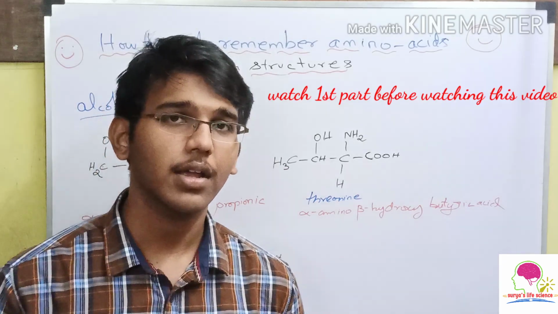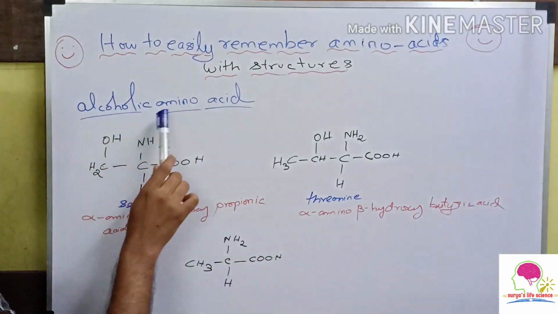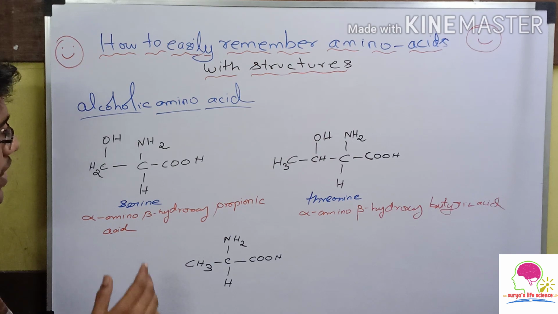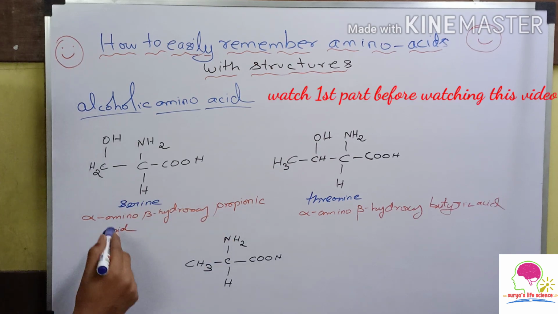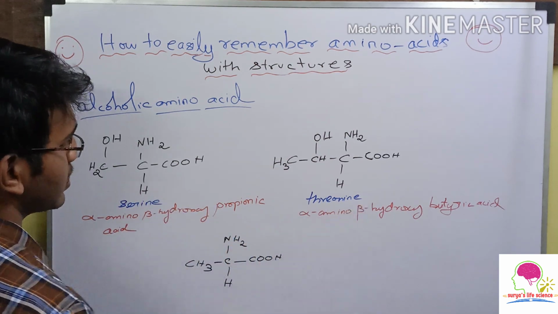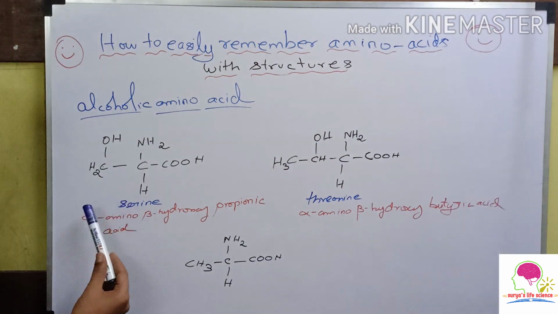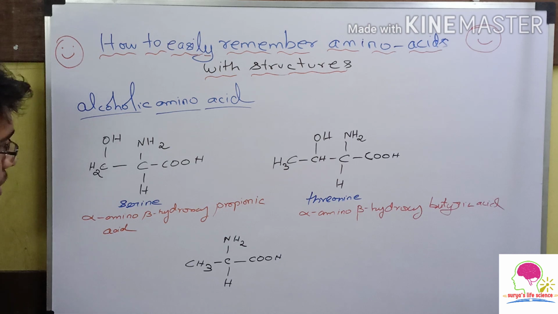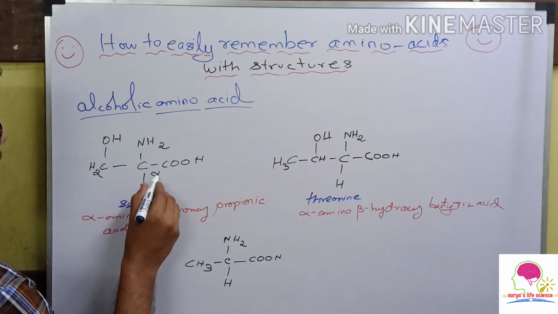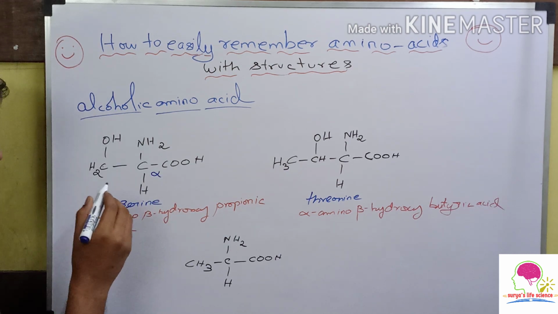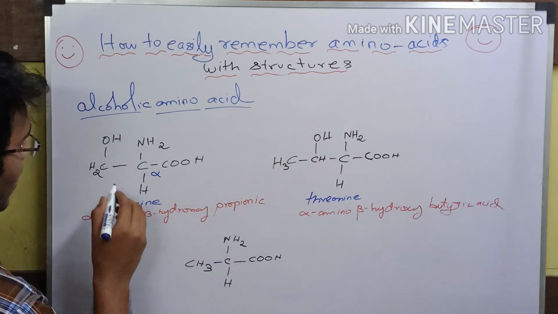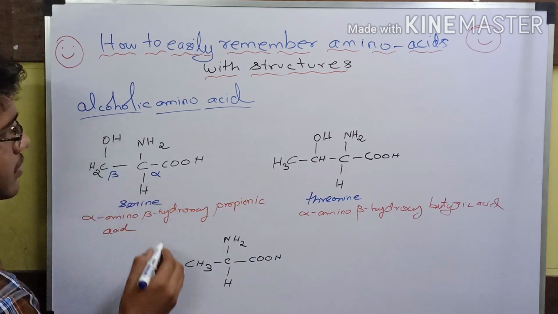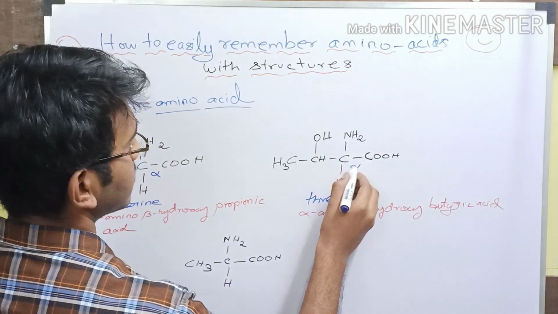How to remember the alcoholic amino acid structures. We have two alcoholic amino acids. One is serine and the other one is threonine. Serine is also called alpha amino beta hydroxy propionic acid because it has one amino group attached to the alpha carbon and one hydroxy group attached to the beta carbon. Here also the same.